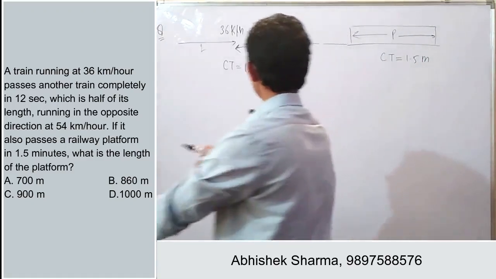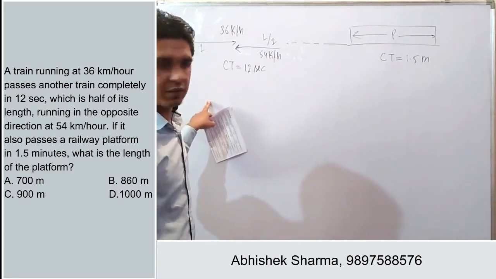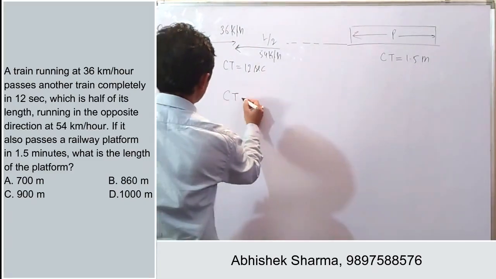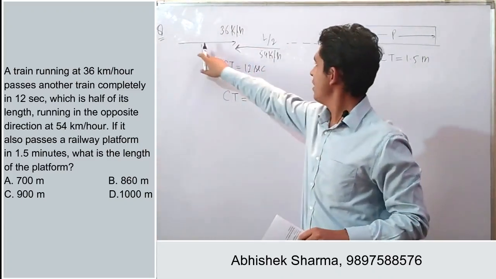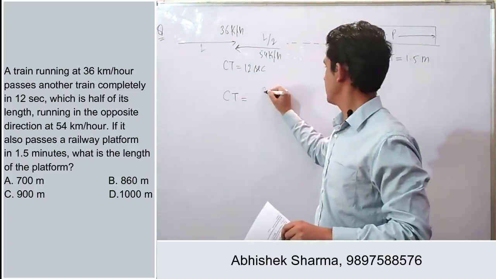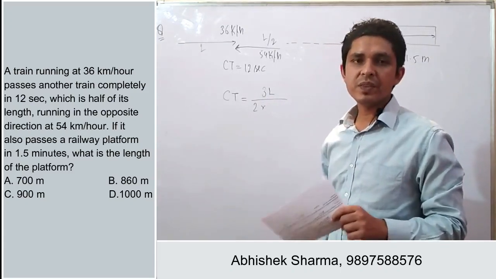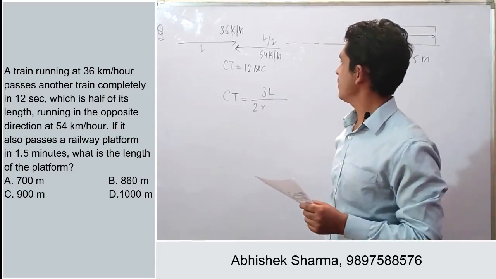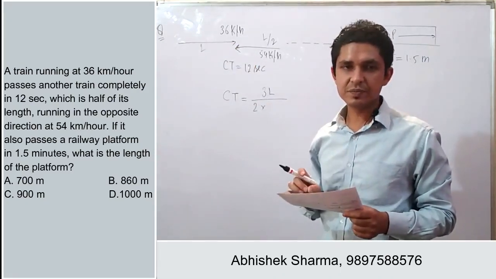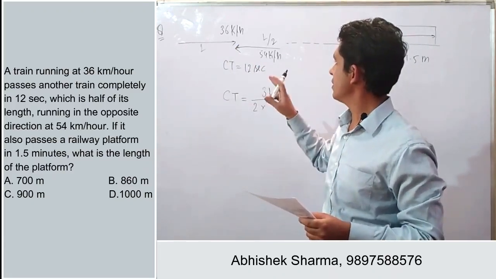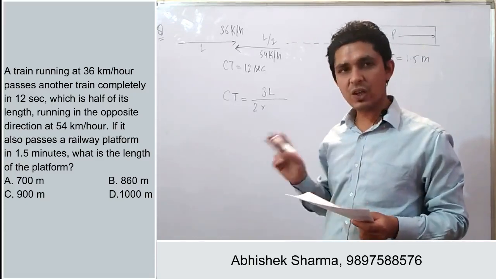Okay. So how will the question be solved? We simply have to use the formula of crossing time here, right? So crossing time is equal to total distance divided by relative speed. Here the total distance will be L plus L by 2, that means 3L divided by 2, multiplied by the relative speed. When the direction is opposite, relative speed is added. So here the relative speed will be 36 plus 54, that will be 90, but in kilometer per hour.